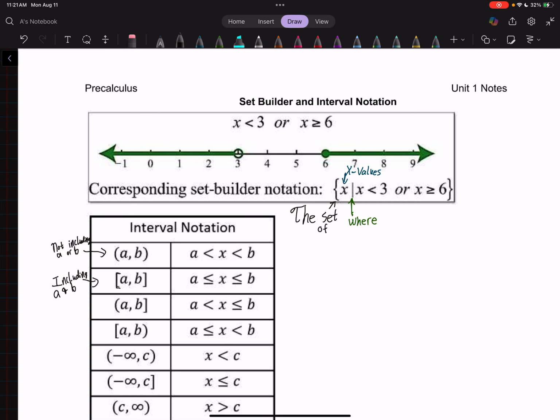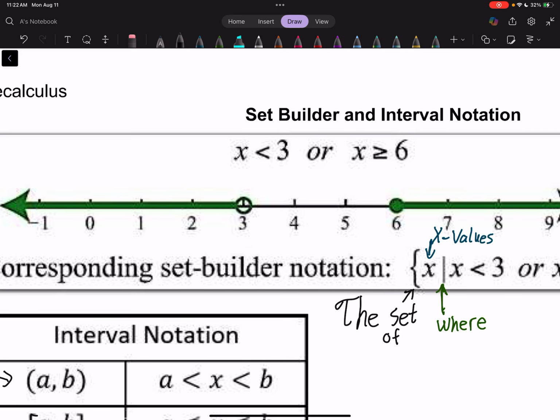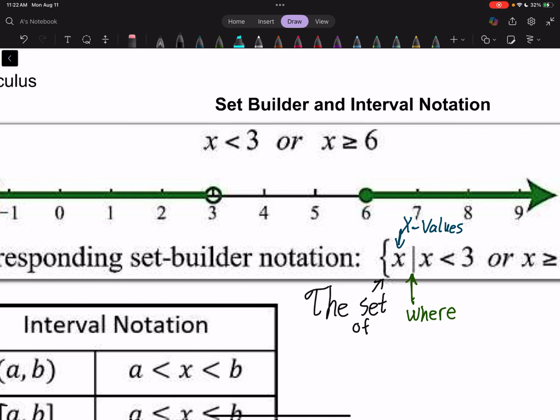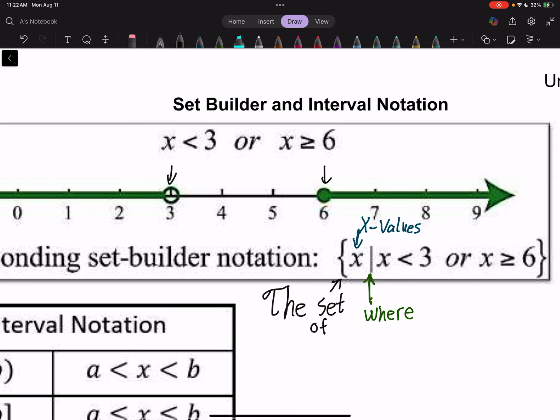The top of this box says x is less than 3 or x is greater than or equal to 6. If you look on the line graph, it represents it. Make sure you note that the open circle is non-inclusive, the closed circle is inclusive, so less than 3 and greater than or equal to 6.